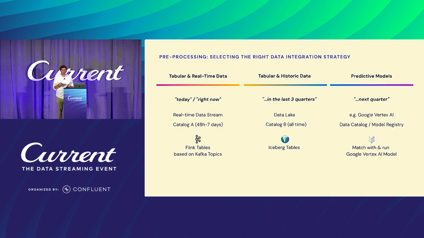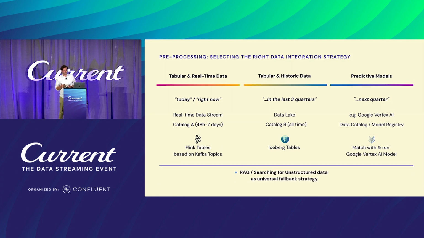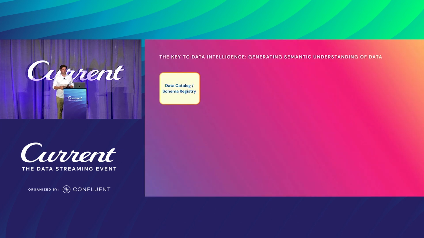And then, as I mentioned, you could also have, for example, predictive models sitting in Google Vertex AI, and then as a model registry, you basically need to pick the right model that is capable of answering this question when a user asks, for example, about a prediction for the next quarter. So you can actually match that and run the Vertex model and then infer the data as a result. And of course, you always have RAG, searching for unstructured data, as a universal fallback strategy, which is always available, which we run normally in parallel, in case we don't see that this is actually leading to a meaningful response.